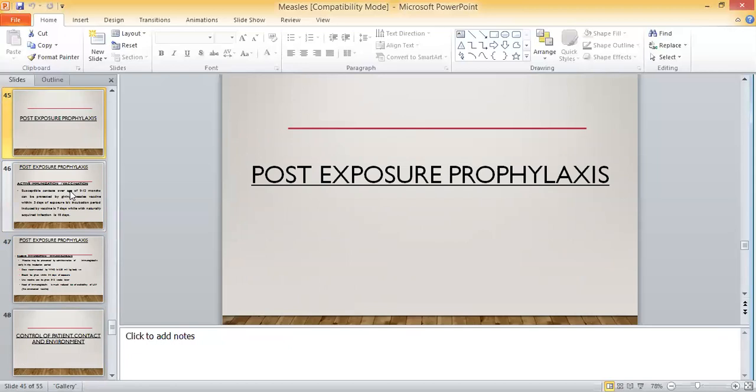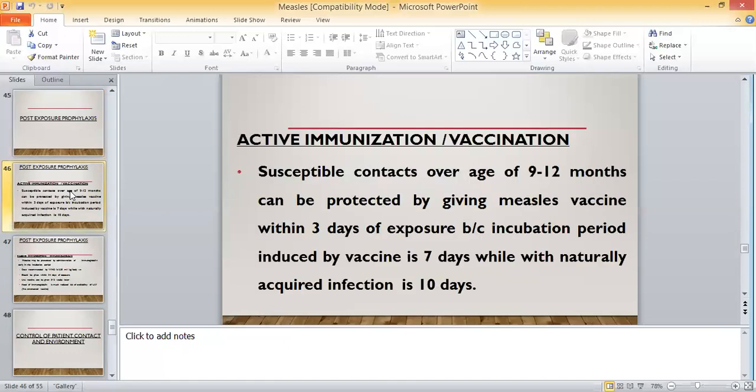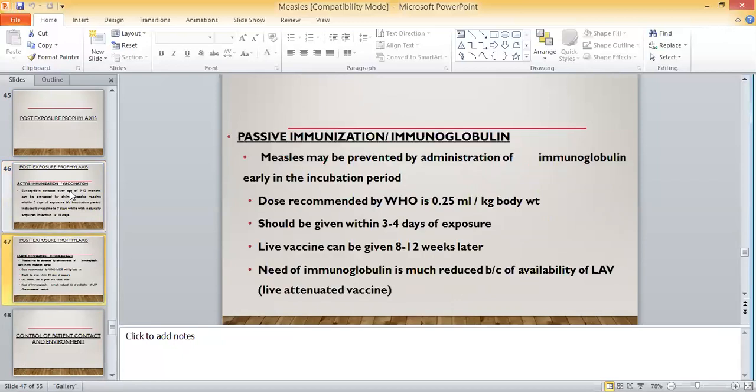If a person comes in touch with any infected person, what actions can be taken, what management can be done, that all comes into the post-exposure prophylaxis, like active immunization. If a person is coming into contact with the infected person, and he or she is vaccinated within 3 days, then that person is protected from measles, from development of the disease. Basic immunization can also be given, but nowadays basic immunization is not used due to the availability of a live attenuated vaccine, which is very effective.